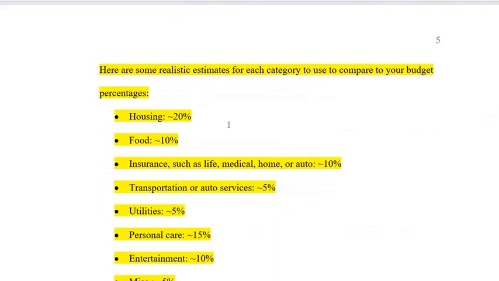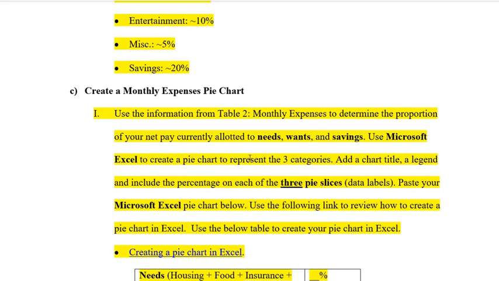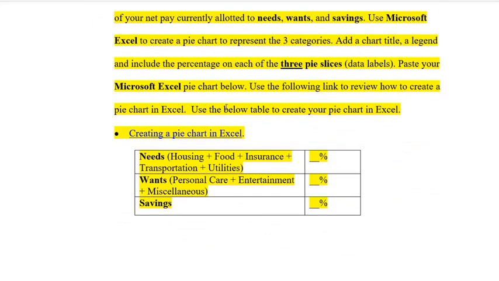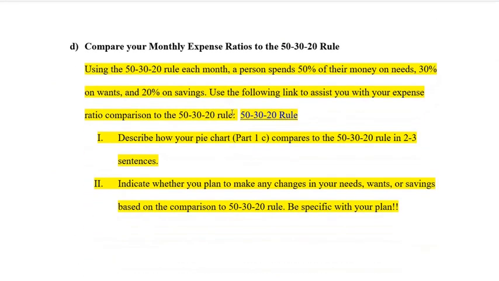Okay, and then there's some suggestions for what you can have here. You don't have to use your actual rent and things like that. You can make estimates. So you'd be making a pie chart at this part. There's a video here that links to YouTube. If you can't click the video, hold Control, and then you should be able to click on that link. But there's plenty of videos on YouTube for making a pie chart.